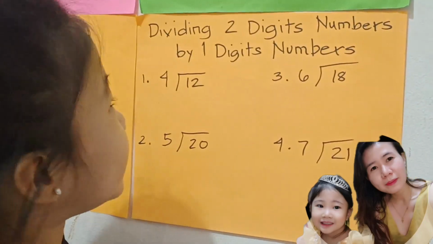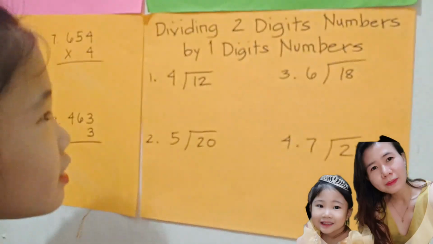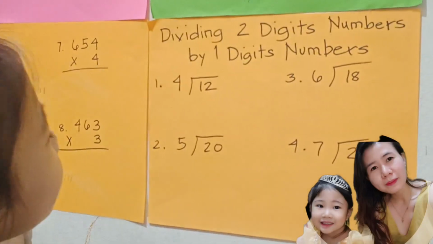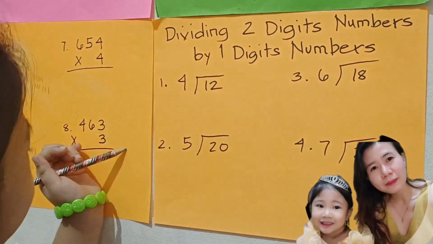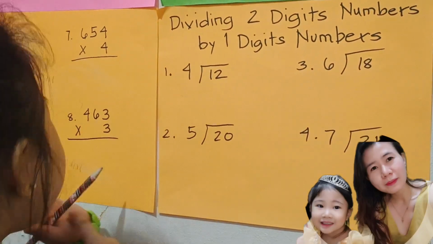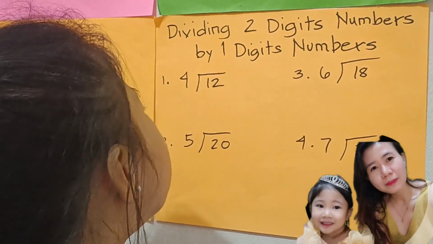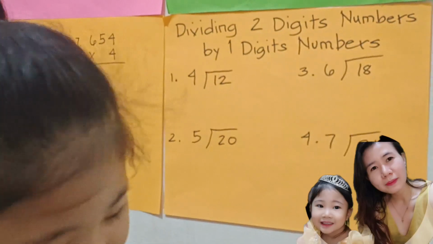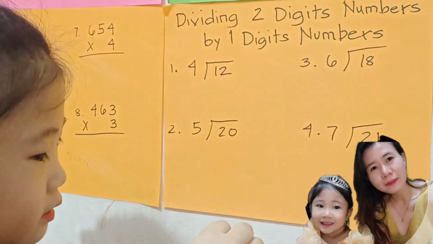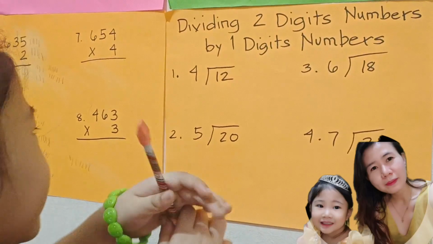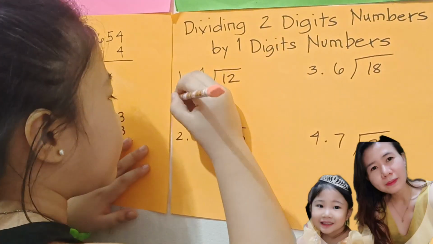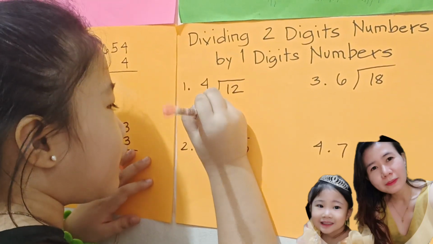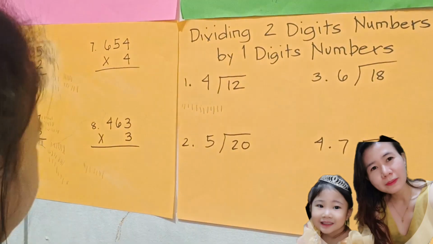Dividing two digit numbers by one digit numbers. Number one: 12 divided by 4. I want 12. 1, 2, 3, 4, 5, 6, 7, 8, 9, 10, 11, 12.